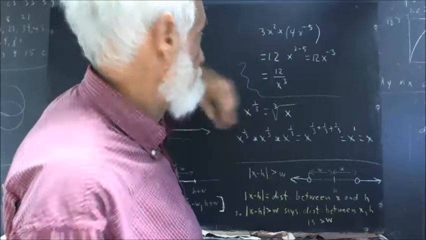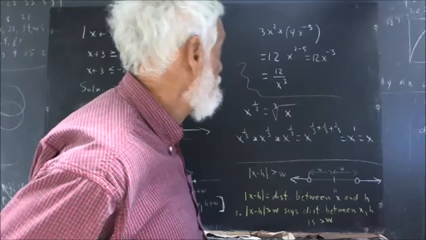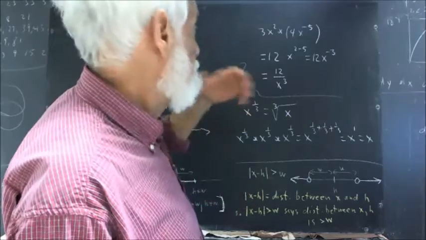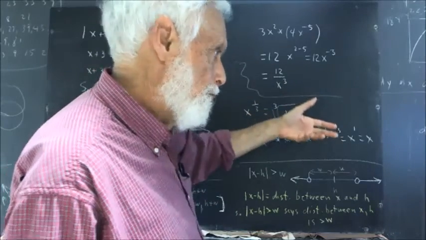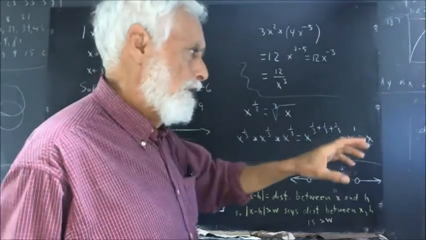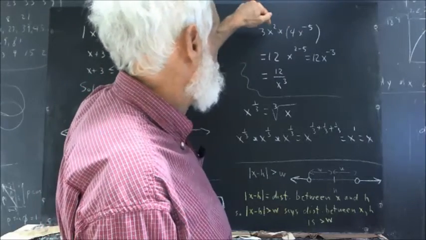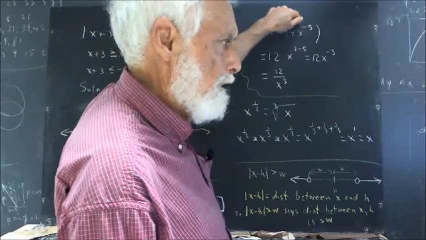Now, I'm just going to assert the results here, but we're going to work later to develop the reasons behind these formulas, which are not difficult to understand, and it makes it much easier to understand the rules. Okay, so 3 times 4 is 12. x squared times x to the negative 5.